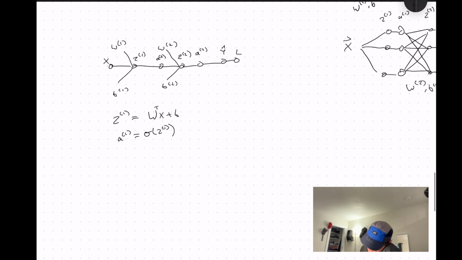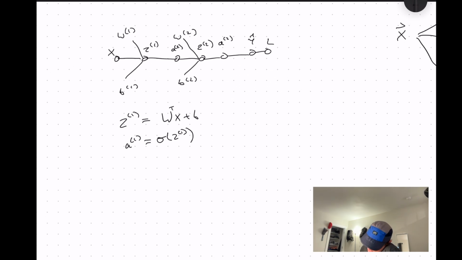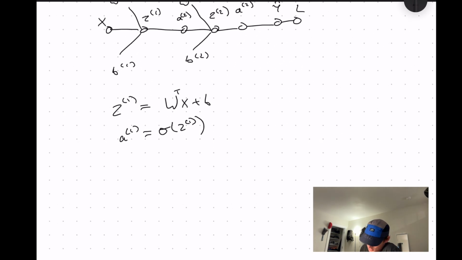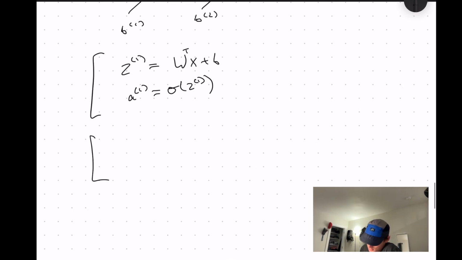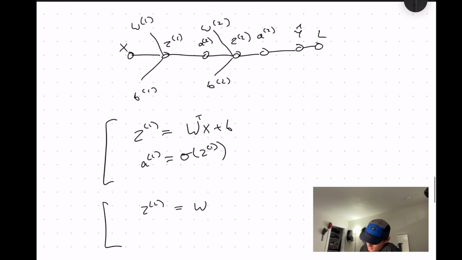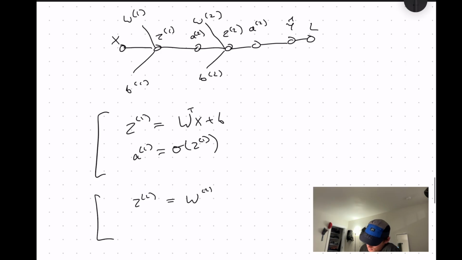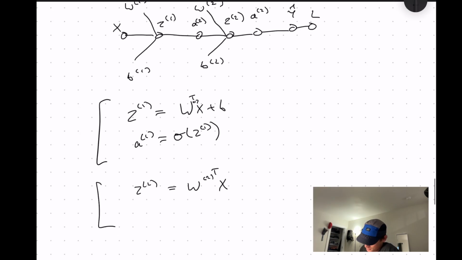And then instead of that being it, so this is just one logistic regression, we're going to do it again. So now Z2 equals, this is W2. So just a new set of weights.